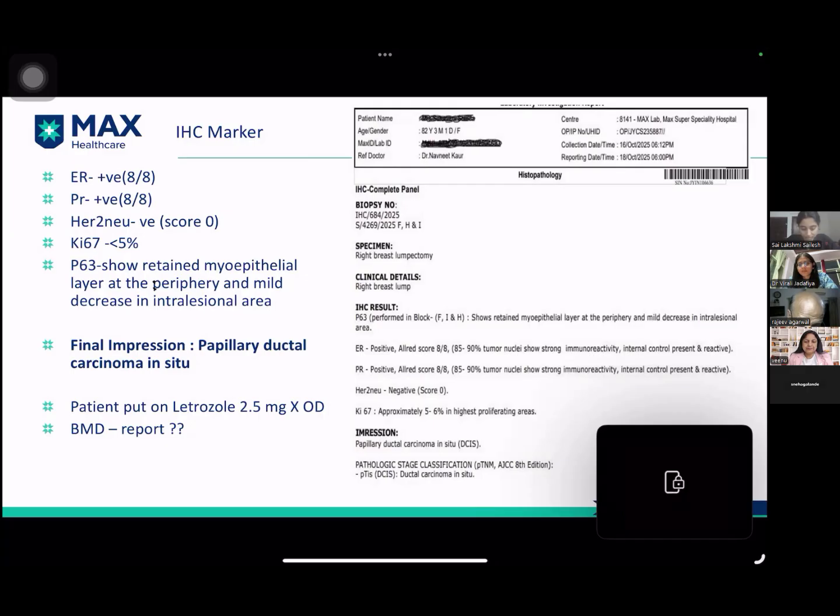Oh, so I understand now. The periphery was intact, retained, but in the core it was missing. So that is why they categorized it as DCIS. Yes. In the core, P63 was missing, and CK5/6 is also a good stain, so that should be missing in the core. Yes. Okay. Thank you. All right.